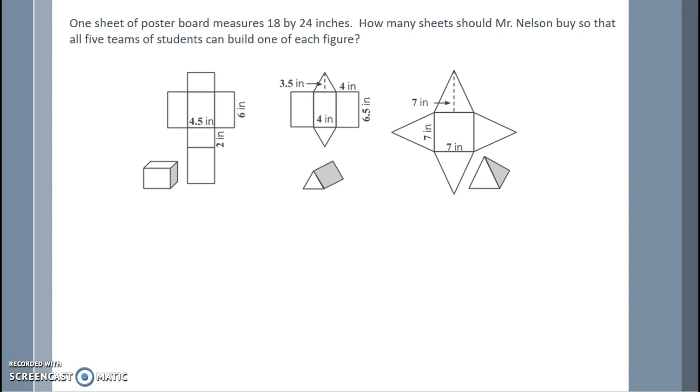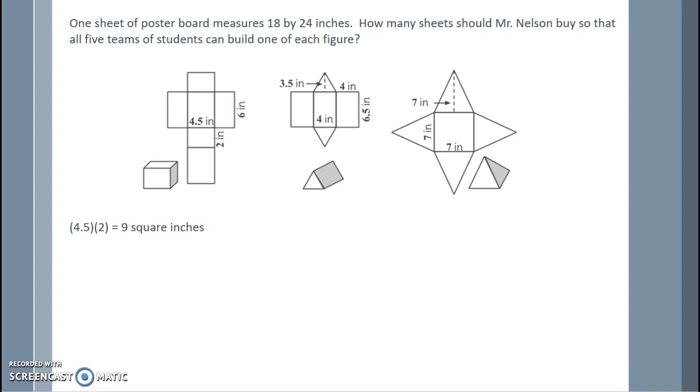One sheet of poster board measures 18 by 24 inches. How many sheets should Mr. Nelson buy so that all 5 teams of students can build one of each figure? We're going to decompose each one of our shapes so that we can find the total area, or surface area, that each net consists of.